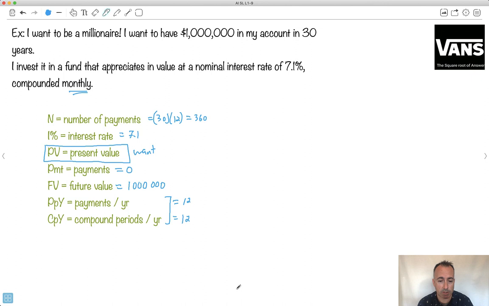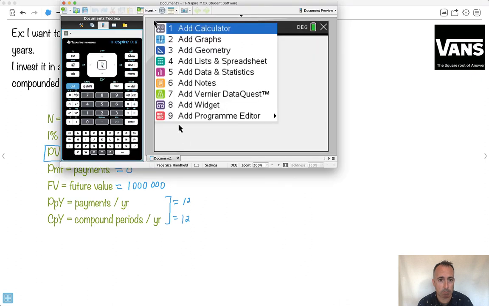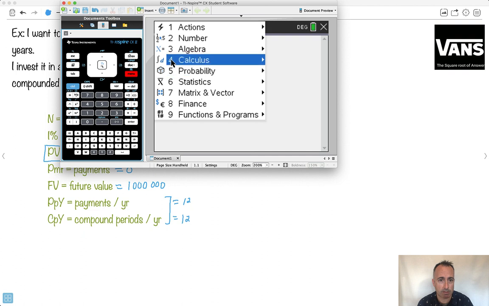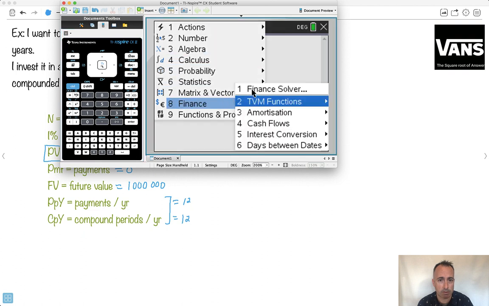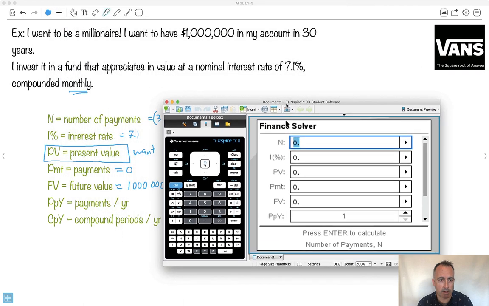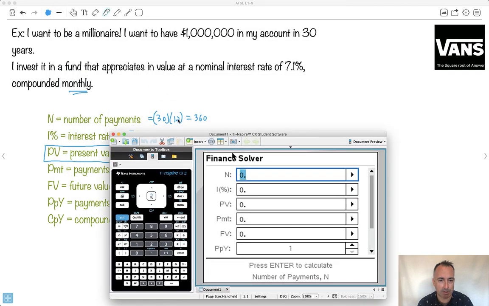So let me show you on my lovely calculator here. Come on, there we go. So I'll start a new calculator. I'll go to menu and go to finance. There you go. It's called Finance Solver. Here it is. What I really like about it is that even if you're not sure what 30 times 12 is, watch, you can do 30, you can say times 12, but don't press enter. Turns out there's a reason why we don't press enter. But press tab. It just goes down. It'll automatically do it for you.